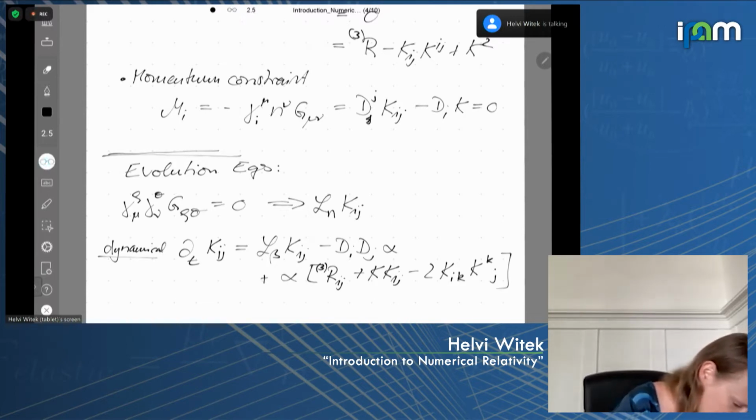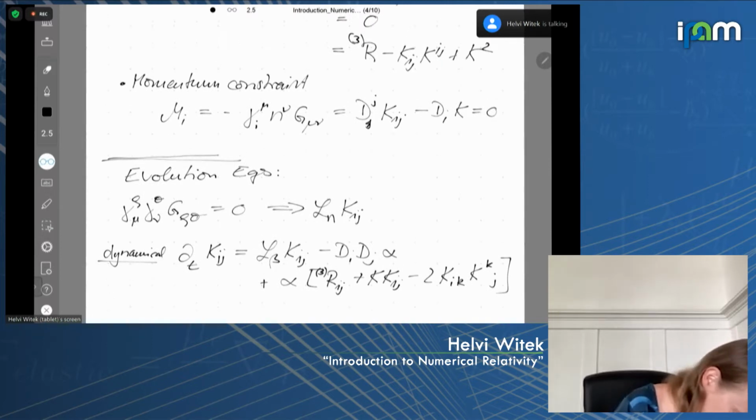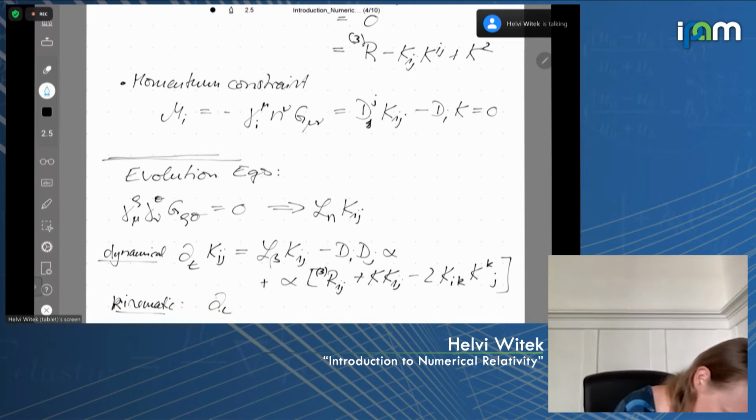Let me just write down again our kinematic evolution equation here at the bottom, which was the one that we got just from the definition of the extrinsic curvature, where we have the time derivative of our 3-metric, or induced metric, equals, and now I'm writing it in the same form. Time derivative of the 3-metric is the Lie derivative along beta of our 3-metric minus 2 times the lapse times the extrinsic curvature.